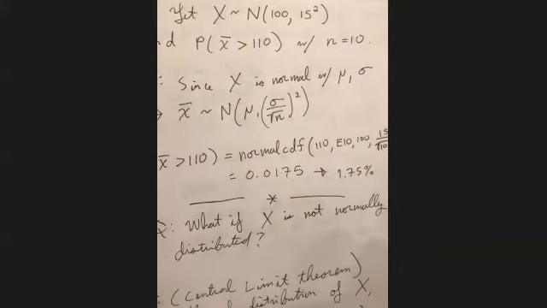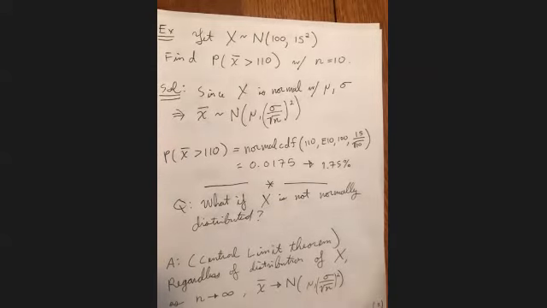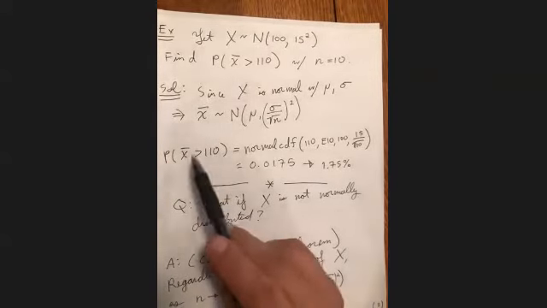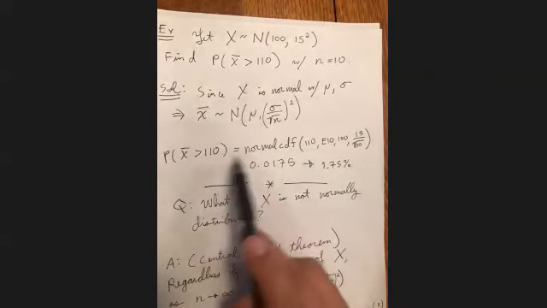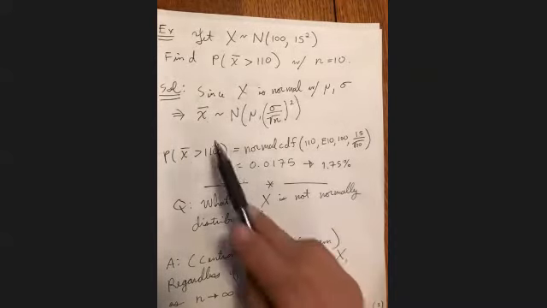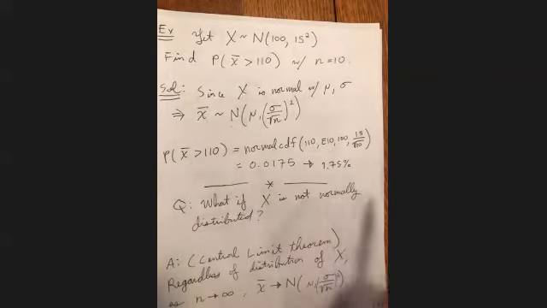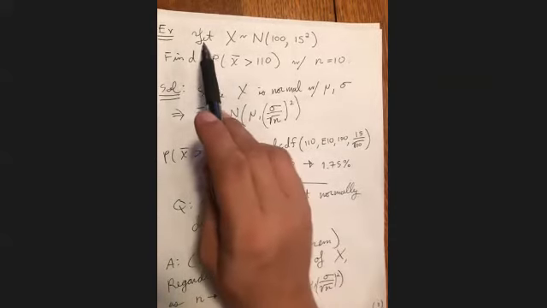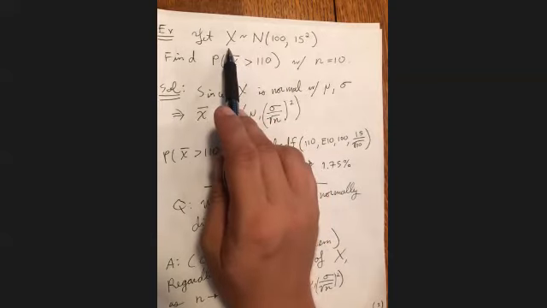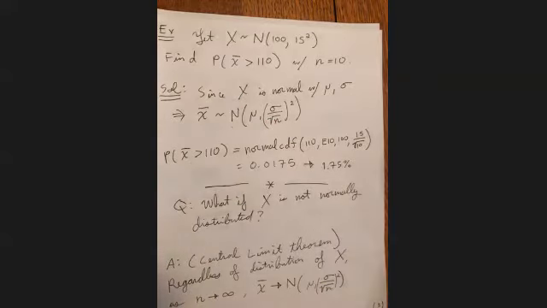Okay, so knowing that the distribution of X bar is normal means I can use this normal CDF function to compute this probability. If I didn't know that X bar was normally distributed, then I couldn't use this function to compute the probability. So that's very important. We connect that idea from the beginning. They tell us the population is normal, therefore the sampling distribution is also normal.